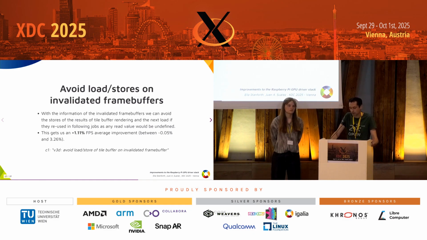Maybe this is not much, but this is because in the traces we were using for GFXBench, there are not many cases where the frame buffers are invalidated. But for instance, in the Chromium browser, using Google Maps, there are quite a few invalidations of frame buffers, and in this case, the performance improvement is really noticeable. I added here a reference to the commit that implements this optimization.